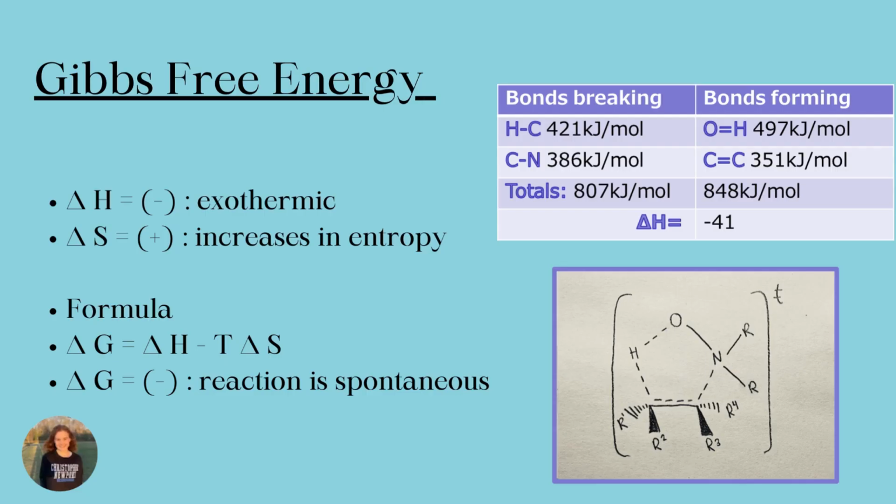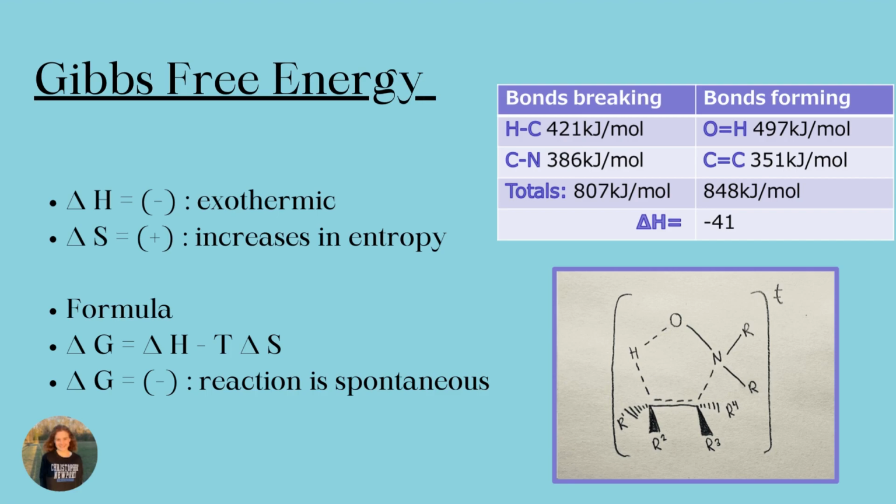If you look at the table on the right, you will see how the delta H was calculated. To calculate the delta H, the bonds breaking were subtracted by the bonds forming, which produced a negative difference. This means that the reaction is exothermic because the delta H is negative. The delta S was determined to be positive because of the increase in entropy from the reactants to the products.